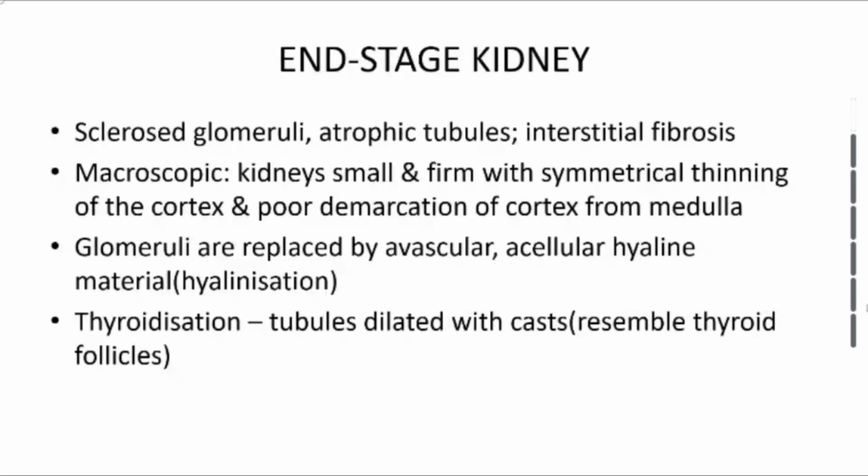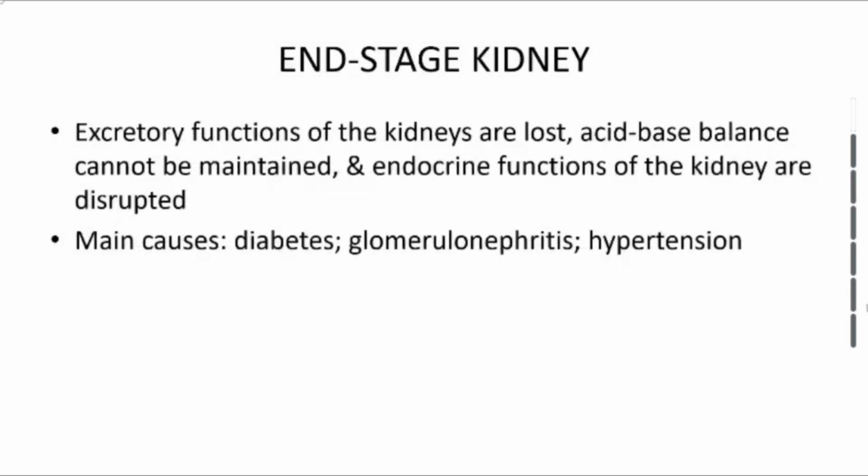And then there is what we call thyroidization. Tubules are dilated with casts, resembling the thyroid follicles. That is why it's called thyroidization. So if you look at them, you'll almost think that they're thyroid follicles. I think we talked about the thyroid gland in anatomy 2, probably. So they look like that. So the tubules become dilated with casts, resembling the thyroid follicles. It's called thyroidization.